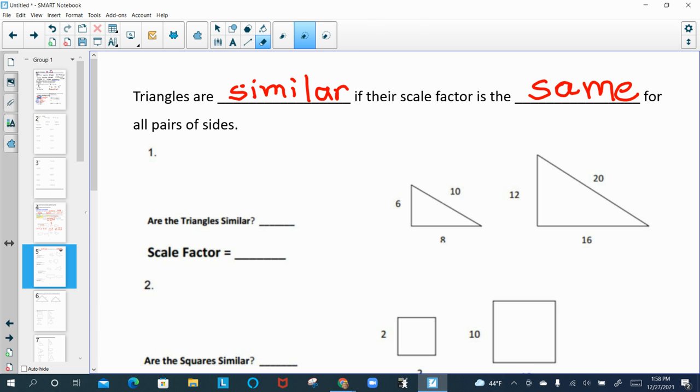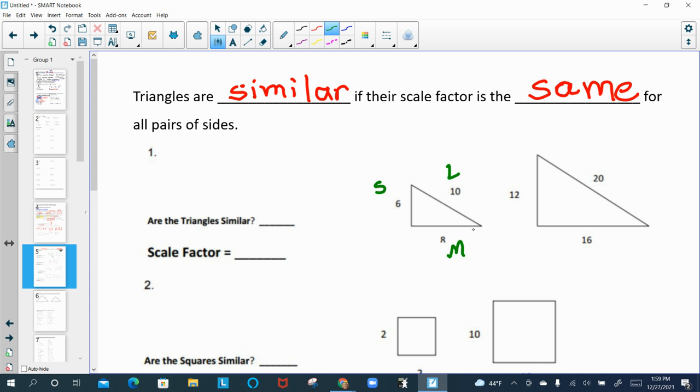So what I'm going to do is look at each one of my triangles, and notice in the small triangle that I have a 6, an 8, and a 10. So the 6 is the smallest number. So that's your small side. Your 8 is your middle number. So 8 is between 6 and 10. So that's your middle or your medium. And 10 is your large.